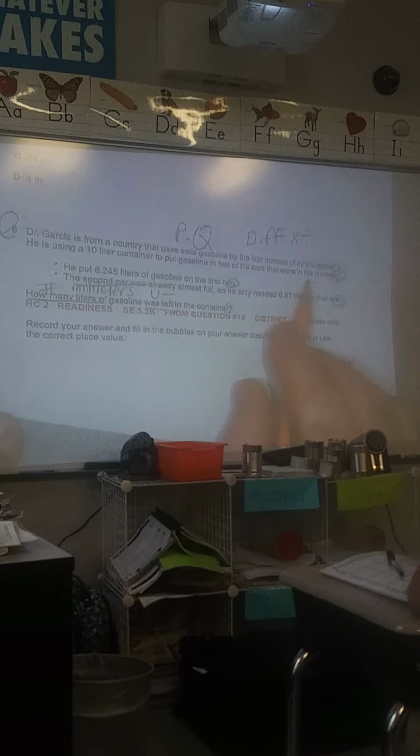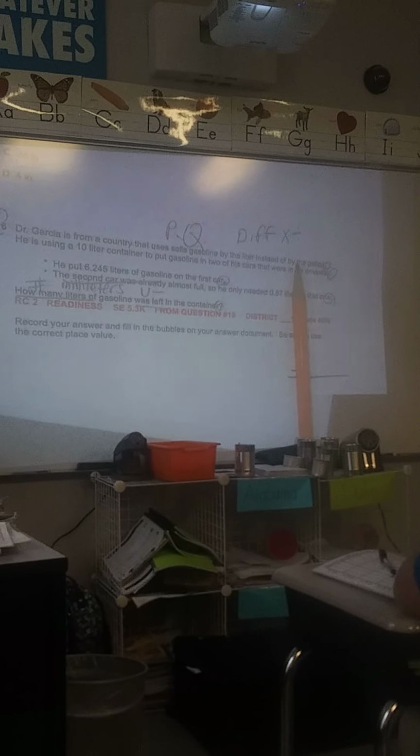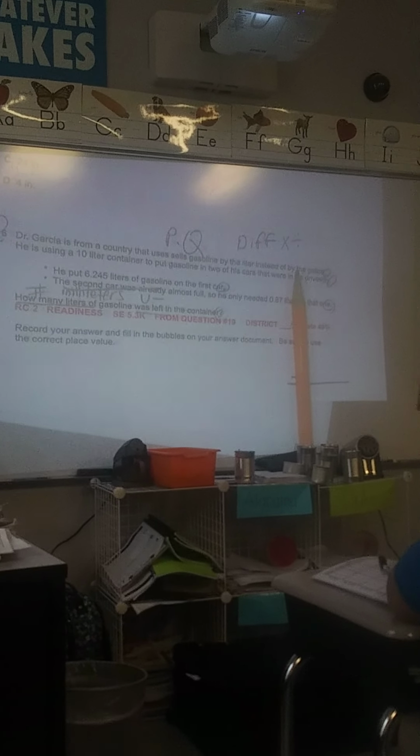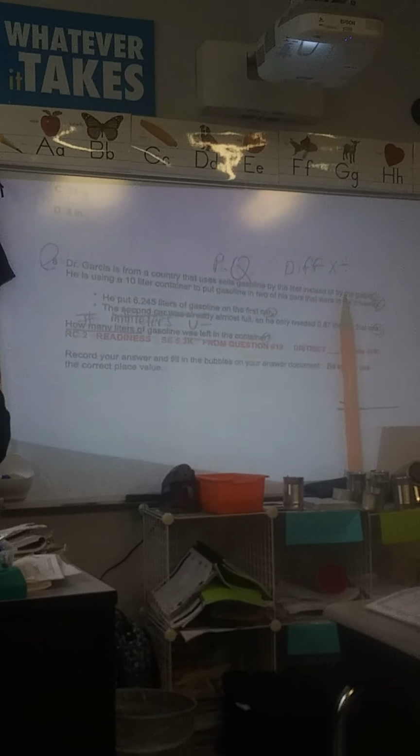Second sentence, go. He is using a 10-liter container to put gasoline in 2 of his cars that were in his driveway. Raise your hand if you have 2 cars. Miss, how many cars do you have? I have one boat that doesn't work, one truck that doesn't work, and one car that turns on most of the time. That's how I got here today.